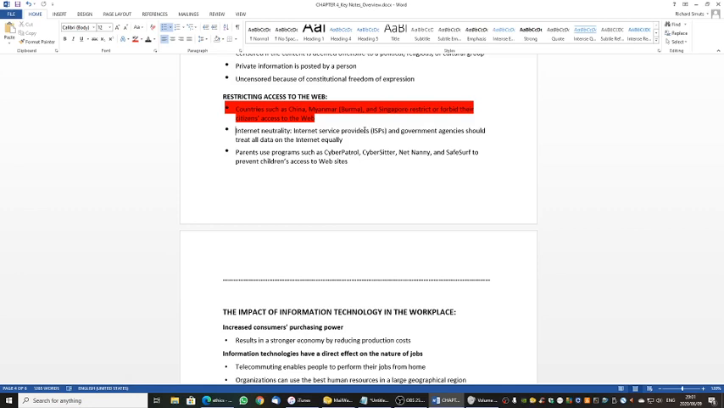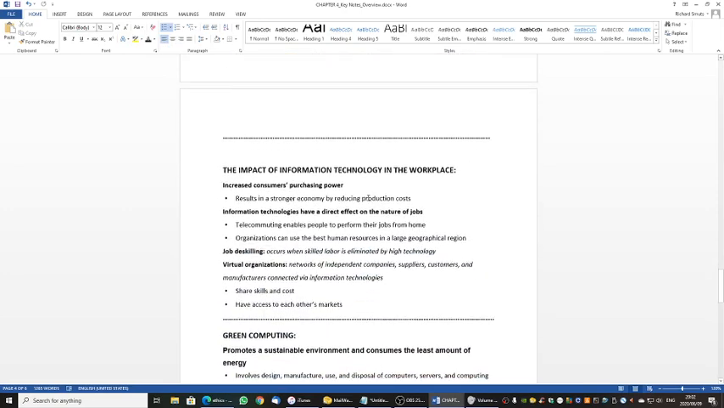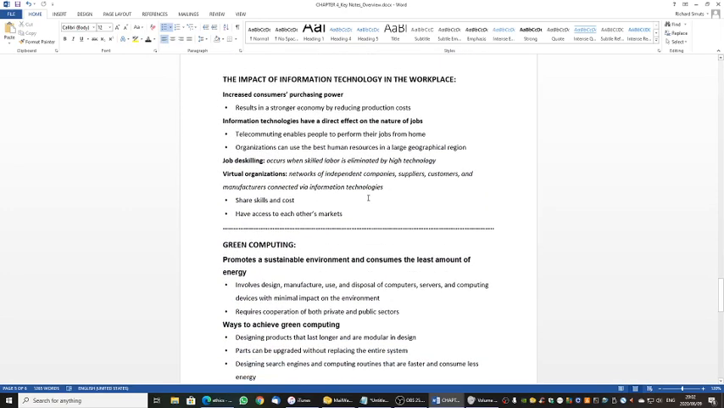ISPs, internet service providers, and government agencies should treat all data on the internet equally. And that is very debatable when you move country to country and you have different laws. Parents can use programs to monitor their children's behavior and what websites they are surfing in order to keep them safe. Okay, next one.